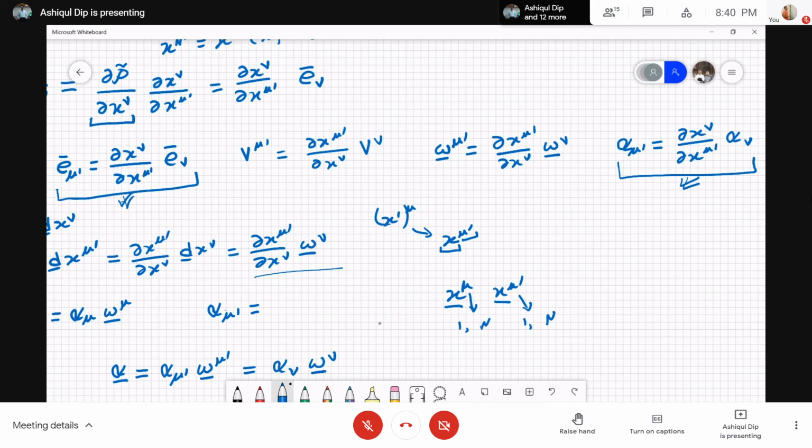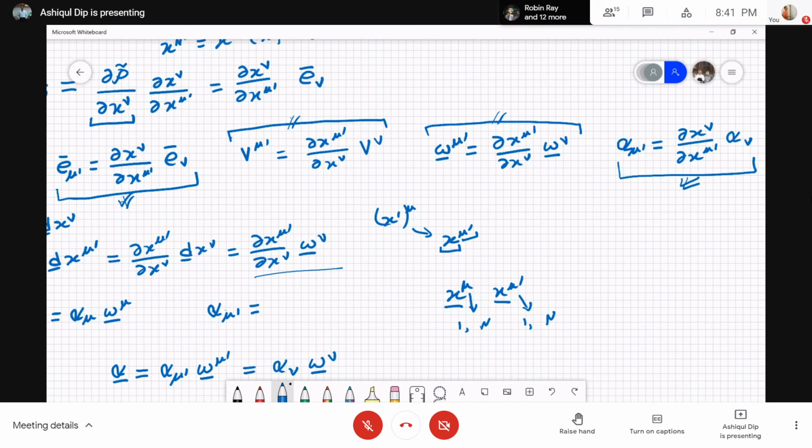And vector components and one form basis, they also have similar transformation properties, right? Yeah. So what does it really mean? So now it's time to explore that.